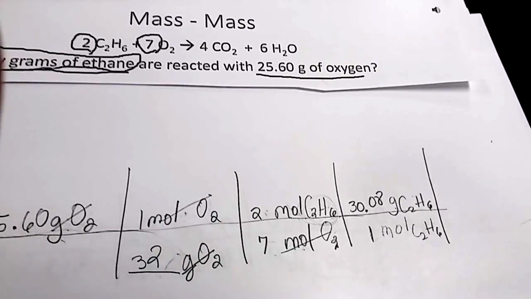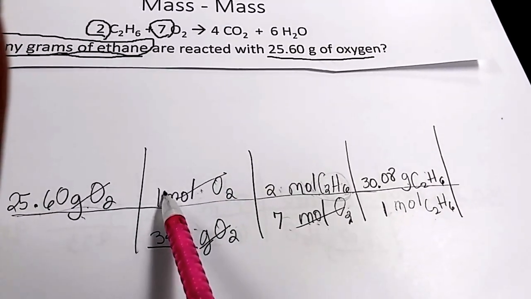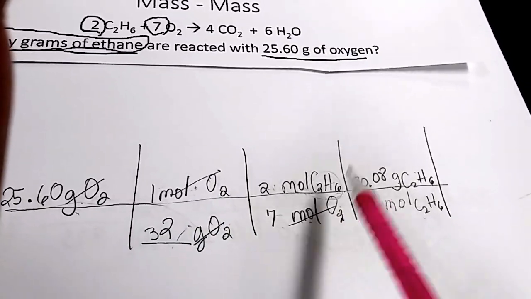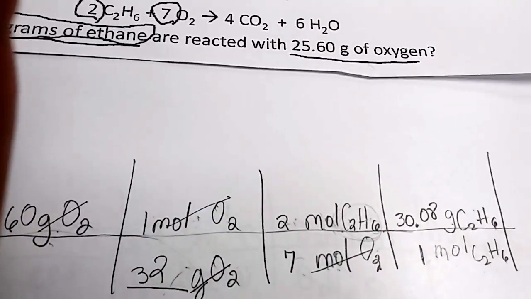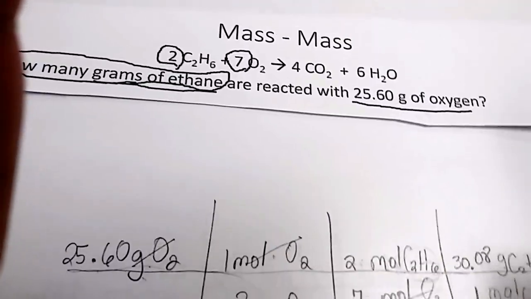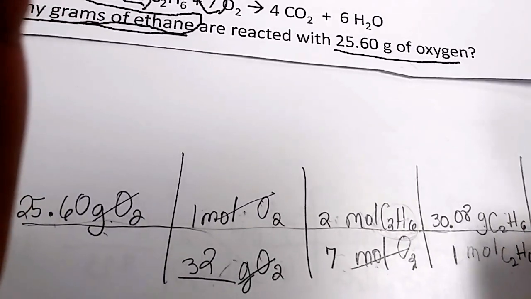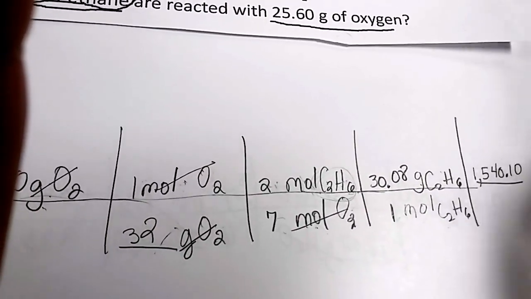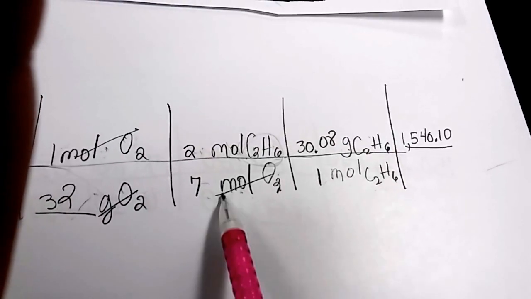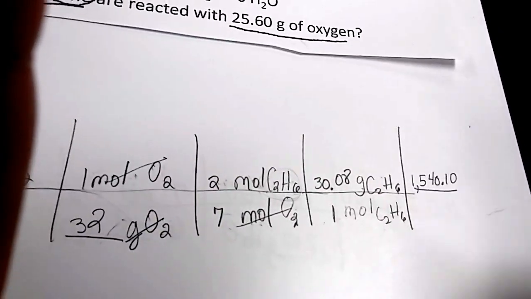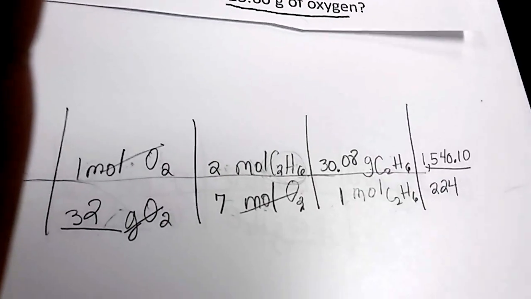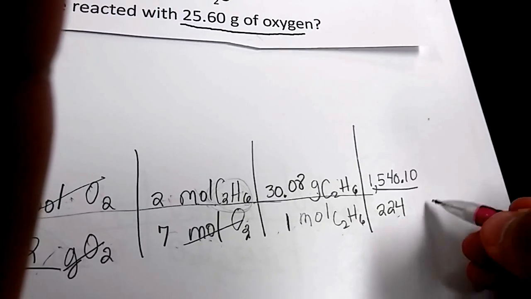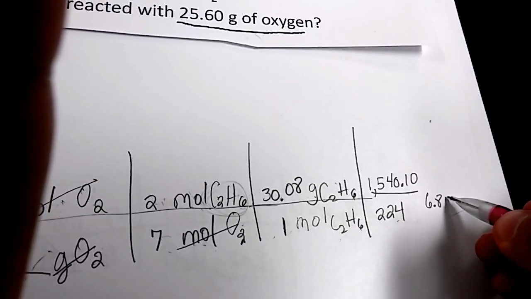Okay, so now you're going to multiply across: 25.60 times 1 times 2 times 30.08. Okay, in this case, it's going to give us a grand total of 1,540.10. You're going to do the same with the bottom, 32 times 7 times 1. That gives us 224. Okay, so now you've got to divide the top by the bottom. Once you do that, that gives us 6.88.